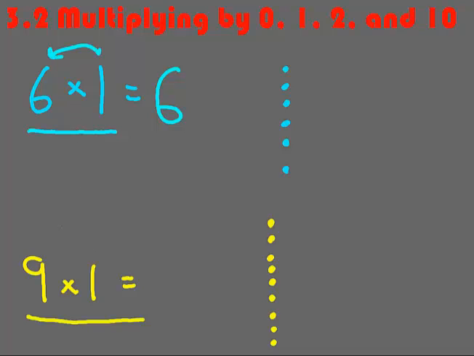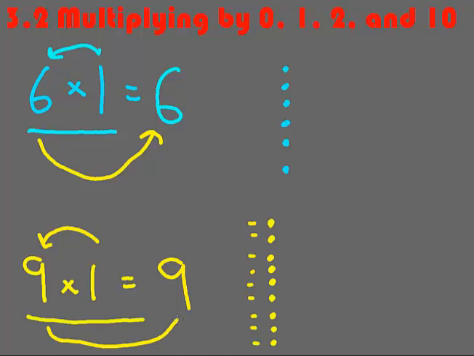The same if we go look at the bottom example, 9 times 1. What they're telling you is you have 1, 9. Our answer there would be 9. If you see here the same thing, we have 1, 2, 3, 4, 5, 6, 7, 8, 9. Anytime you multiply by 1, that number is going to stay the same. Our 6 stayed the same, and our 9 also stayed the same.